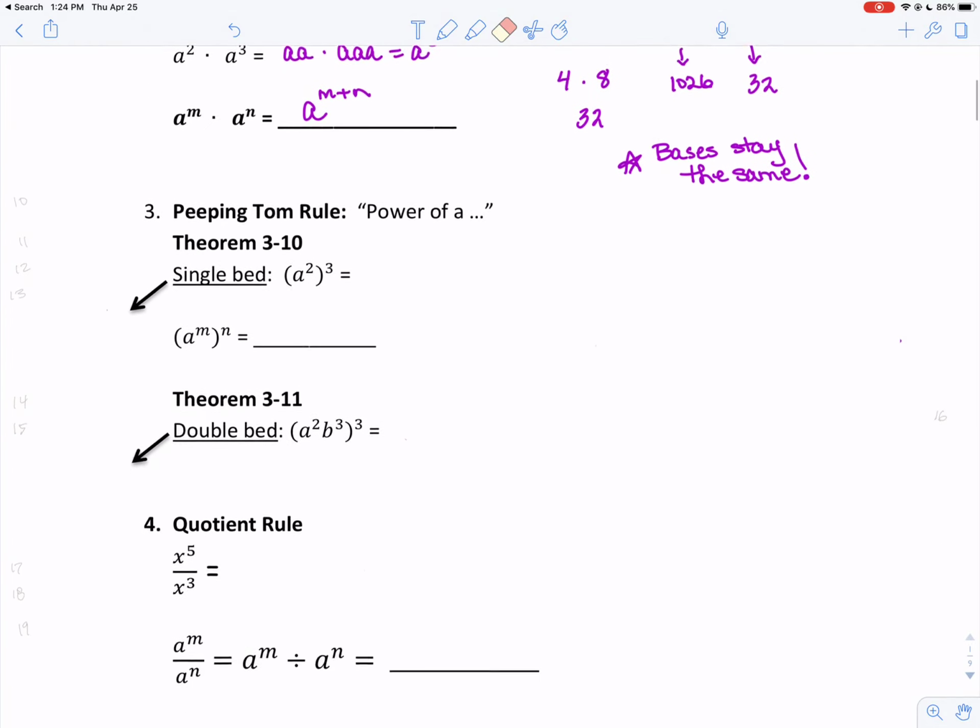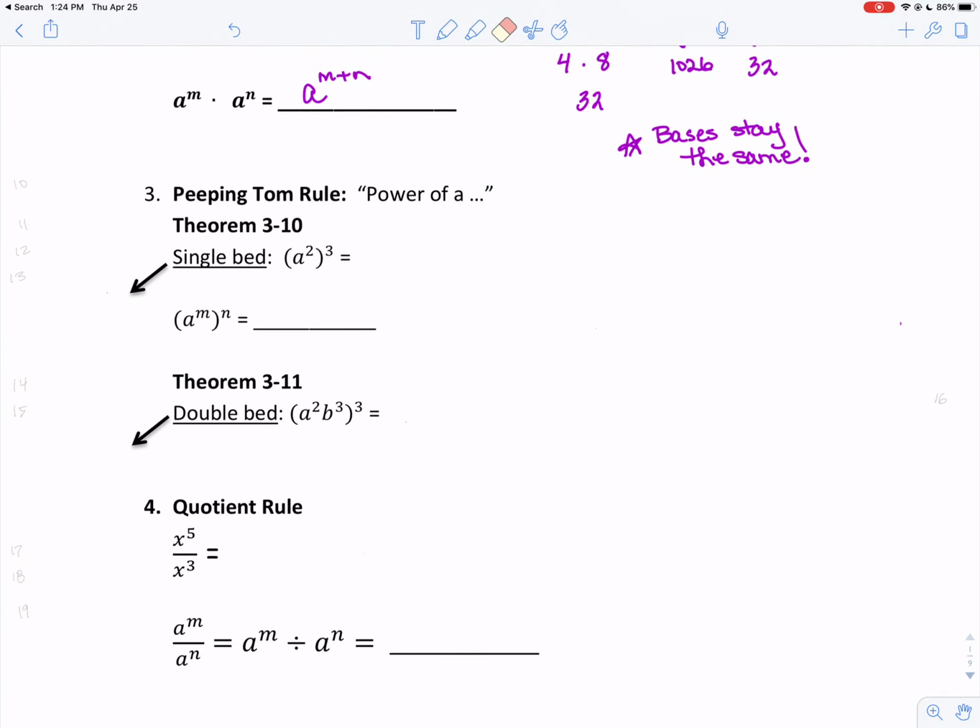We also have what I call the peeping Tom rule. Most other math folks call it the power of a power, the power of the product. But I call it the peeping Tom rule, because we have this peeping Tom right here, looking in the window. Now notice that's a squared to the third power, so we're going to have 3 a squareds. So the answer is going to just be a to the sixth. So what do we do to those two exponents, the 2 and 3, to get 6? We just multiply them together. So that is called the power of a power rule.